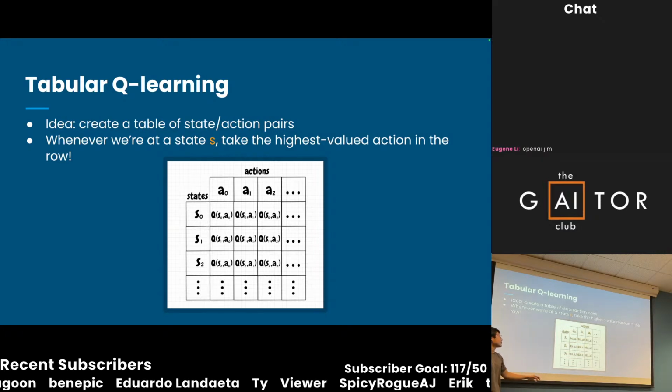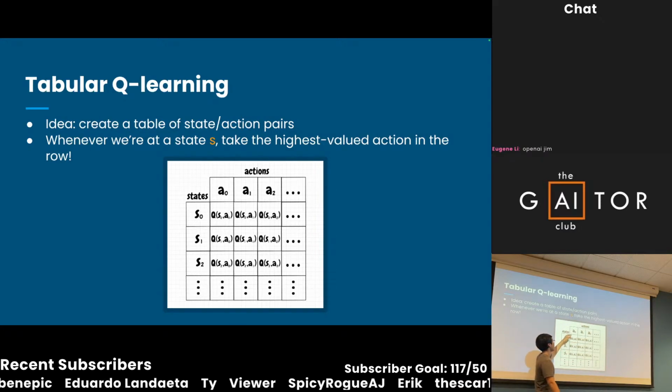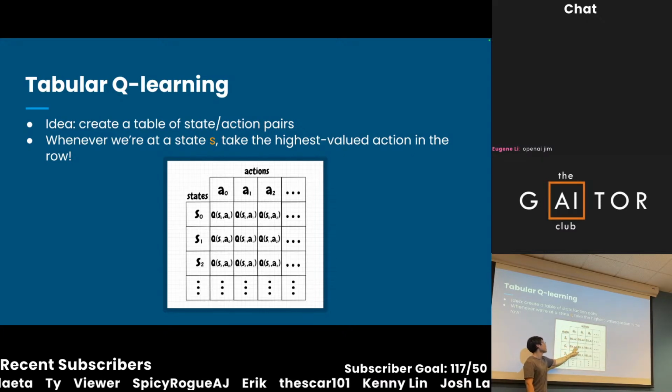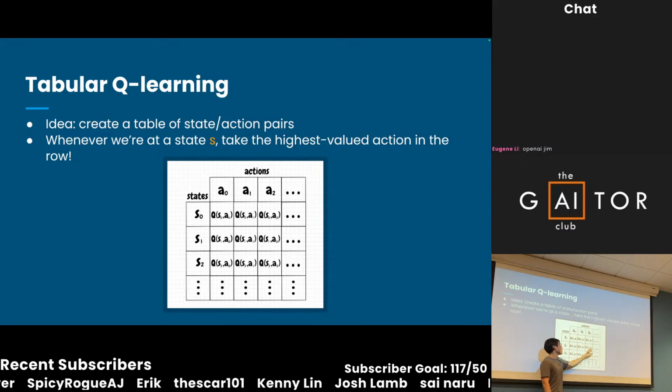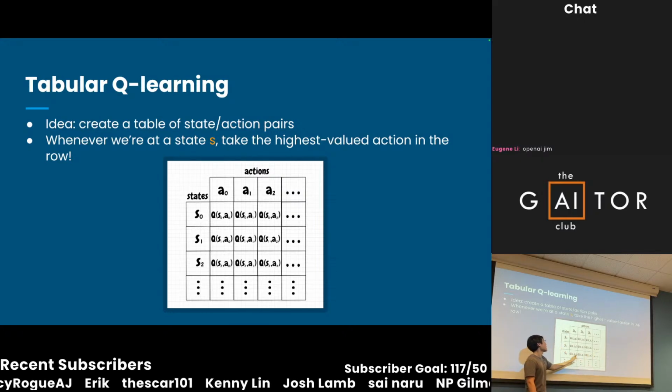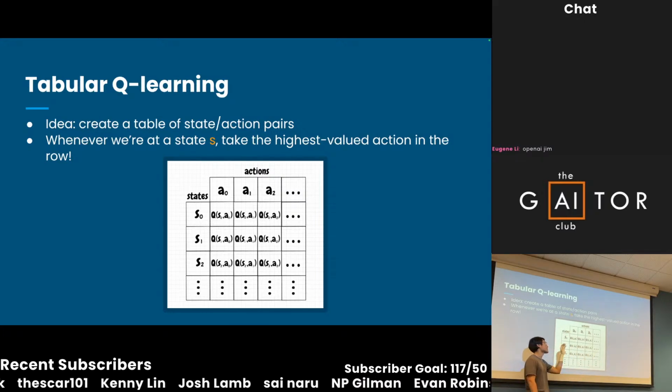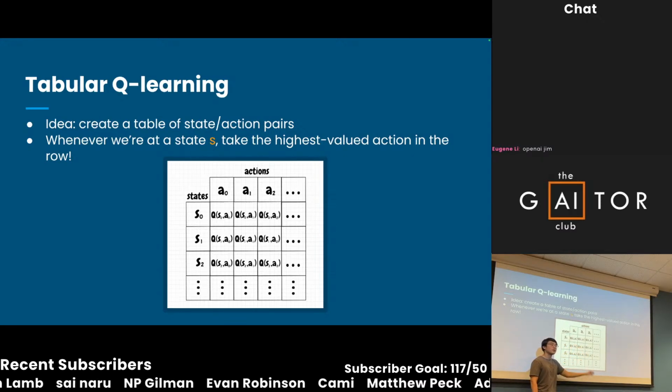So this is what it looks like. We have the actions across, and we have the states up and down. At the state S1, I might have Q values of, let's say, 1, -1, 0, 0. In that case, I'll take the action gain 0. Does that make sense? You want to take the best action. If you have this Q table, you want to take the action in the row of the state that you're at with the highest Q value.